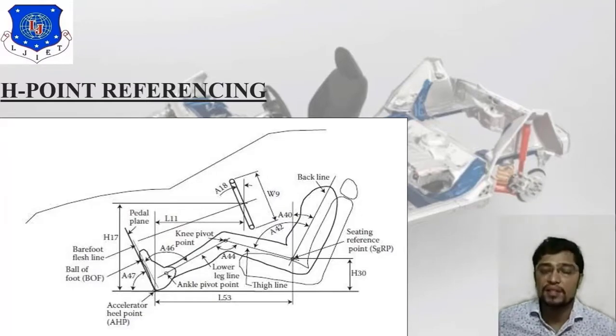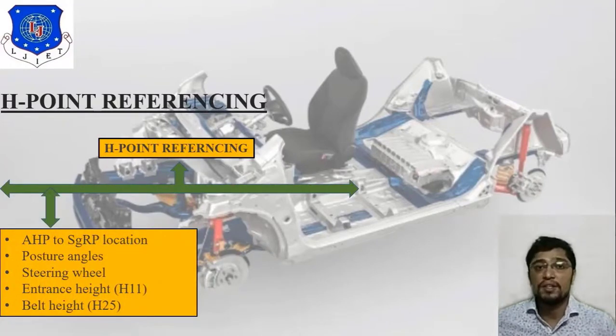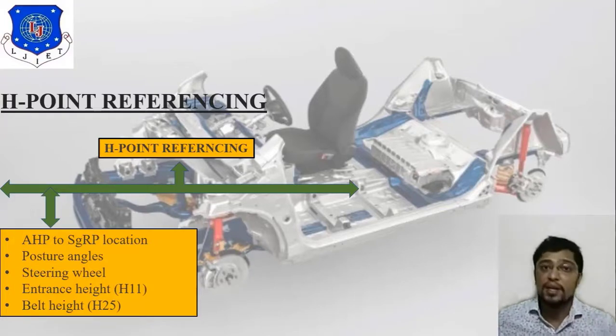Move forward to the next slide. Next is the different terminology that we will discuss in H-point referencing. There are mainly 7 or 8 terminologies related to H-point referencing. The first and important one is AHP to SGRP location. Second one is posture angle, in which you can take different types of angles. Third one is steering wheel. Fourth one is entrance height. Fifth one is bed height.